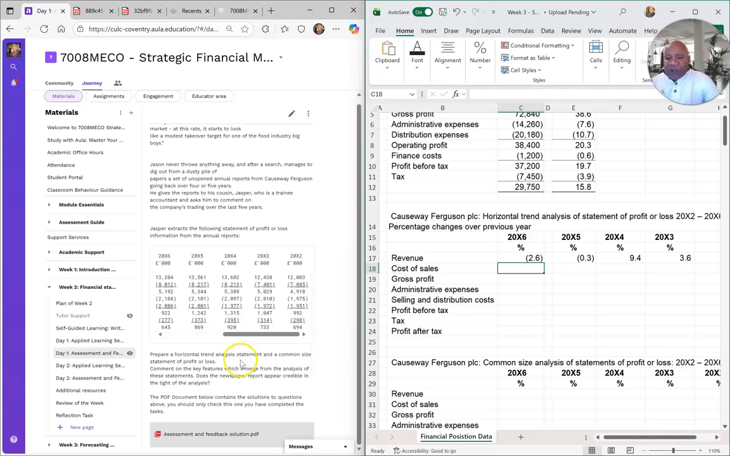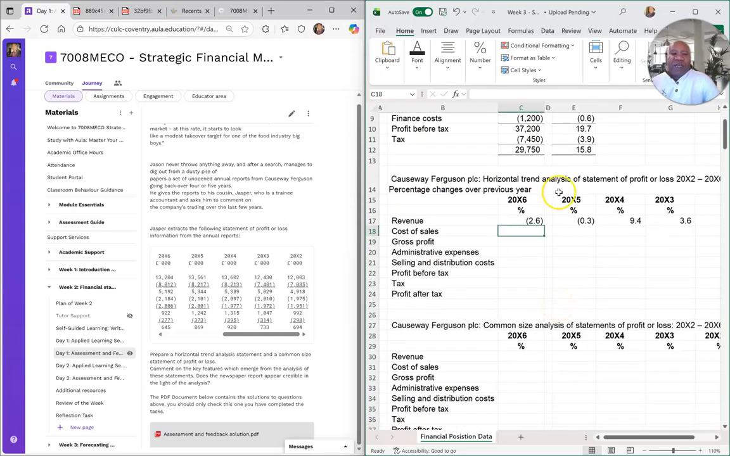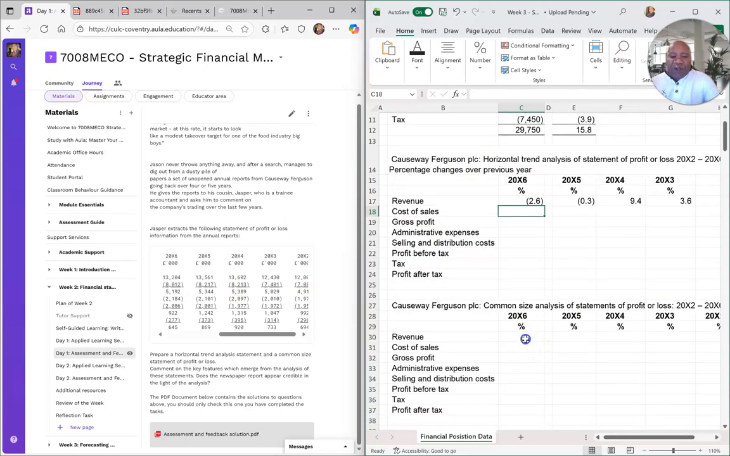The question also asks us to prepare the common size statement of profit and loss. This is exactly what we did before. So if I just use 2016, it means that the revenue in this instance will be 100, because that is the base figure. And then the cost of sales would be minus 8,012 divided by the revenue of 13,204 times 100, just as we've done for the first exercise. So that means the cost of sales is 61%.